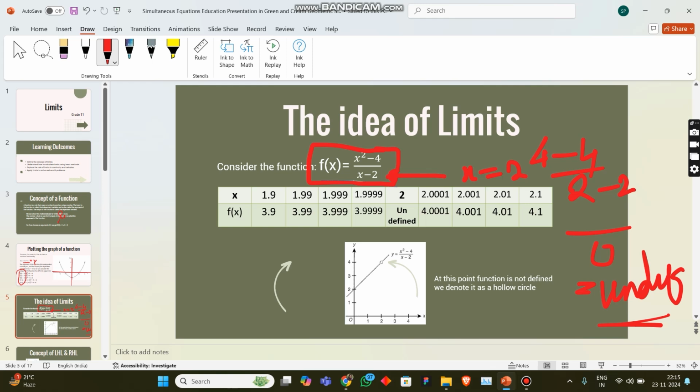And how can we represent it? Suppose we represent it as a hollow circle. At x equals 2, there is no value, right? But if we go near 2, just near to the right or just near to the left, like just near to the right will be 2.00001, and just near to the left will be 1.9999, there we can have the value of the function.